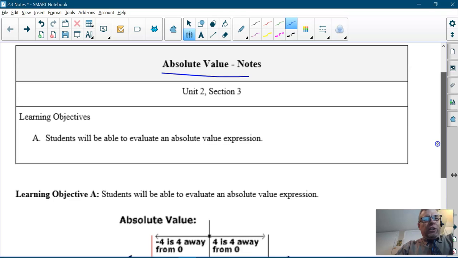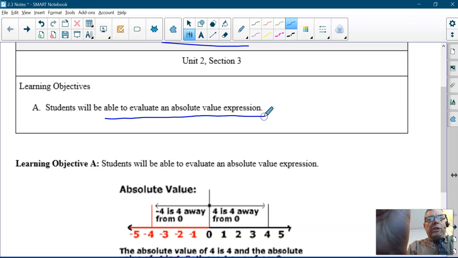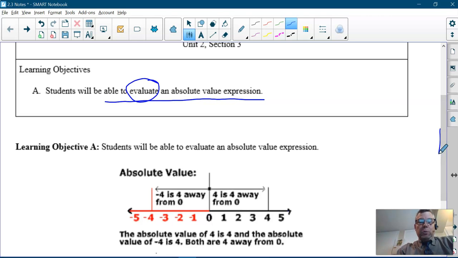Alright, learning objectives. Today, we are going to be able to solve absolute value expressions. Actually, we're going to be evaluating them. No solving involved. No equations. We'll just be evaluating what absolute value expressions look like. So what exactly is an absolute value expression, you might ask? Because theoretically, by the end of this, you will be able to evaluate an absolute value expression.